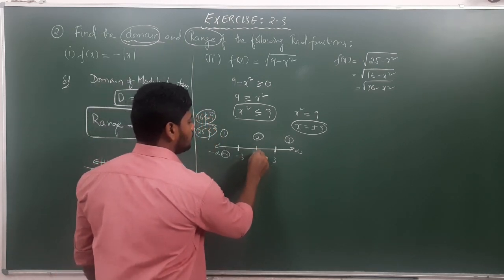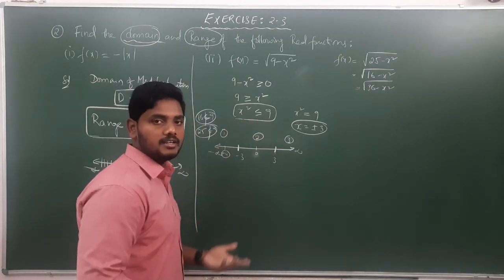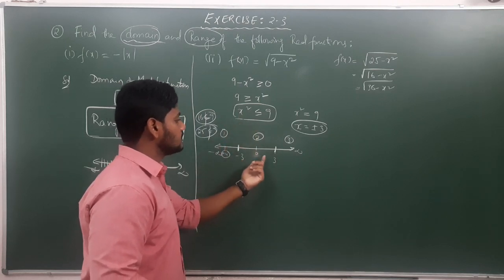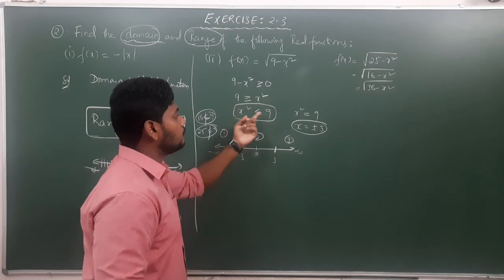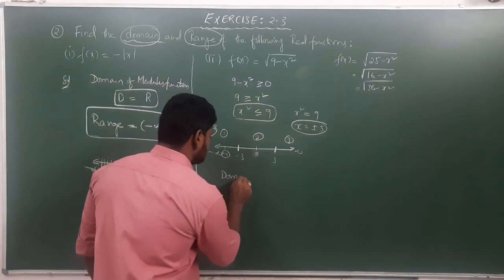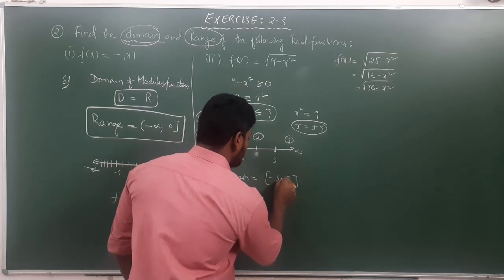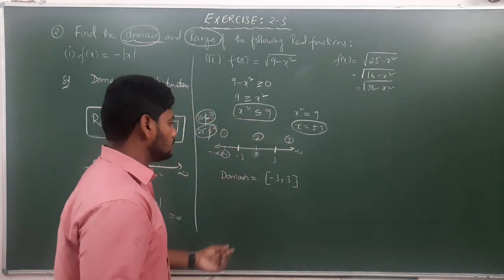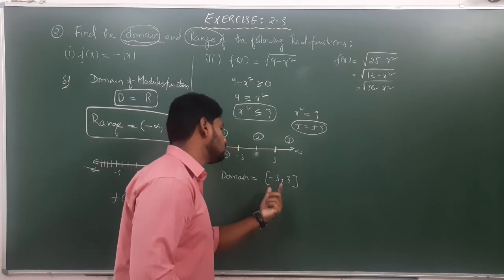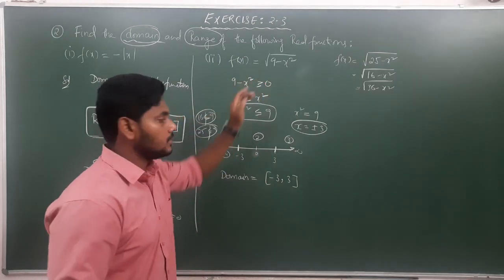Now you take the values in between minus 3 and 3, for example 0. 0 square is 0. Is 0 less than or equal to 9? Yes. If you take 1 square, 1 is less than 9? Yes. If you take 2 square, 4 is less than 9? Yes. So that means the domain of this function is minus 3 comma 3, closed. Only the numbers between minus 3 and 3, and also equal to minus 3 and equal to 3, satisfy this function.